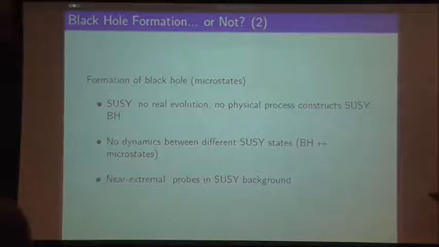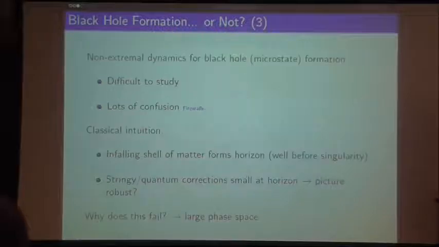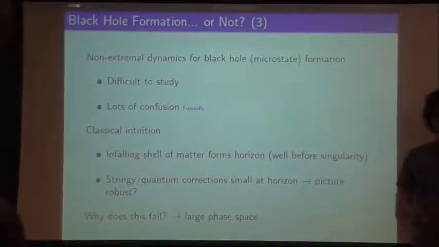So one way you could try to look at this is to go near extremal and to introduce probes in a supersymmetric background. In a sense, that's what we're going to do. But what you can also do is try to look at black holes in full generality and try to make some general arguments about that. And that's what I'm going to talk about now for a few slides. So let's now think about a fully non-extremal black hole.